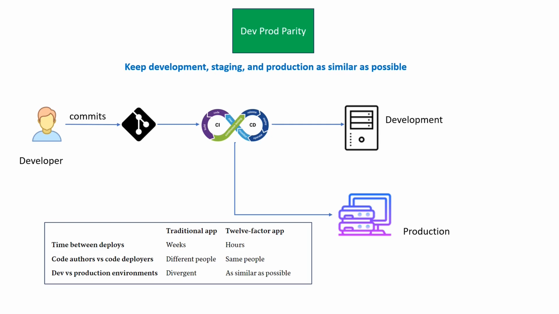But the 12-factor app recommends that the same person who developed the code should be able to deploy the code into production. And then we have to make sure that dev and prod environments are similar. So there are a few steps we have to take: whatever dependencies and environment variables we have defined, they should be the same whether in local dev or prod. That will bridge the gap between the dev and production environments and enable us to deploy our code faster.